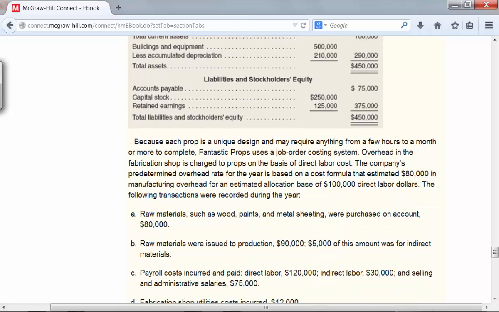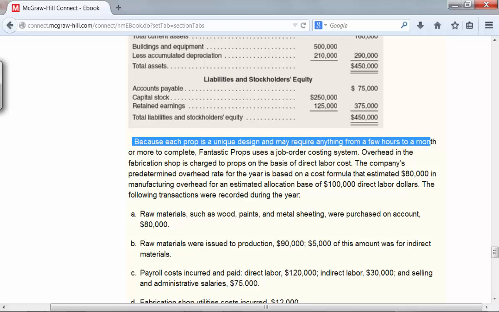It says because each prop is a unique design and may require anything from a few hours to a month or more to complete, Fantastic Props uses a job order costing system. Remember, companies which make products that are unique, where each unit is not identical to each of the other units, job order costing is the ideal way to accumulate or estimate costs for these sorts of companies.